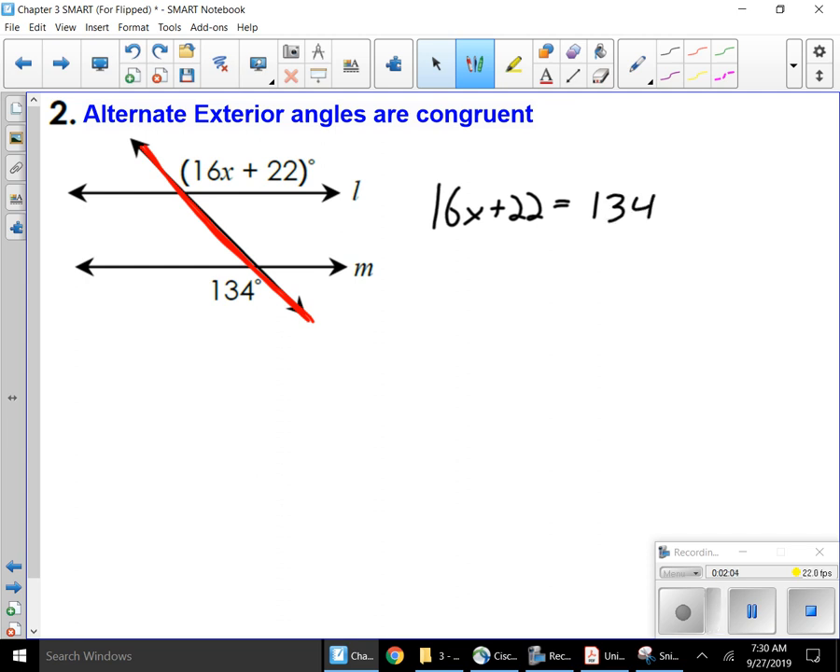So this is another two-step equation. The first step is to subtract 22 from both sides. That gets rid of our 22 there. Now we have 16x equals 112. So we can divide both sides by 16. Dividing both sides by 16 will give us that x is 7.